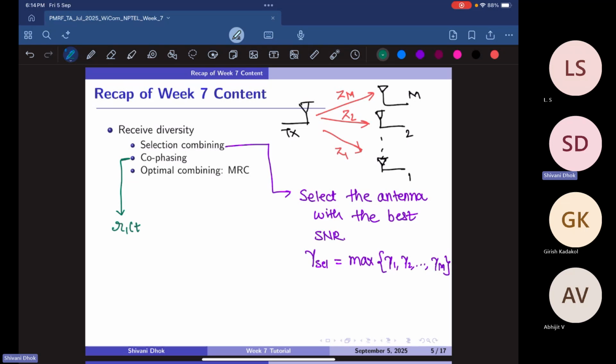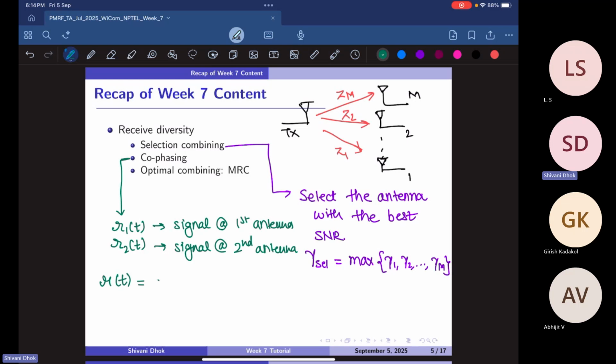So what we said, let's say for now this capital M is equal to 2, and we have r1 of t, which is the signal received at the first antenna, and r2 of t is the signal received at the second antenna. Then let us combine and get r of t as e power minus j phi 1 r1 of t plus e power minus j phi 2 into r2 of t.